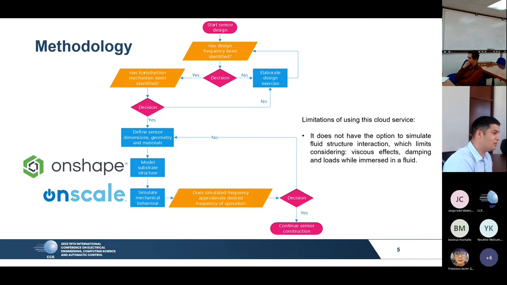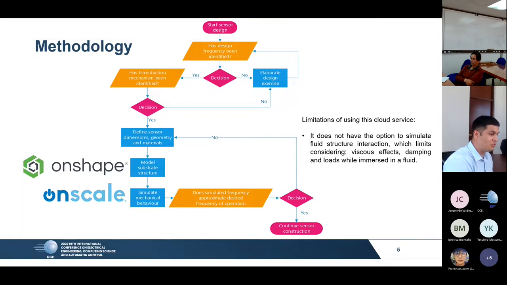Then we can model the substrate structure, simulate its mechanical behavior, and analyze if the simulated frequency approximates the decided frequency of operation. In case it does, we have to continue with the sensor construction. For modeling the substrate structure, we use a cloud-based platform called Onshape that is available online and gives some student license. And for simulating the mechanical behavior, we use the software OnScale.